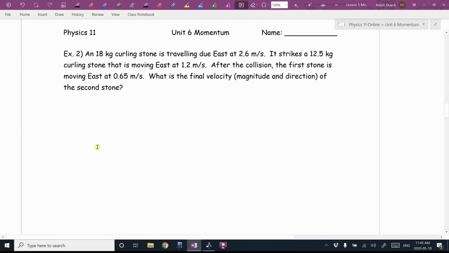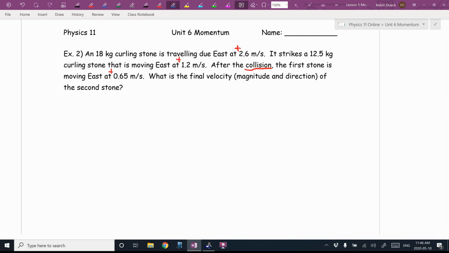So back to our curling rock. I see east. I'm going to call east positive. And so that also makes that positive, which means I don't have to be too careful. After the collision, the first stone is moving east, positive. What's the final velocity of the second stone?